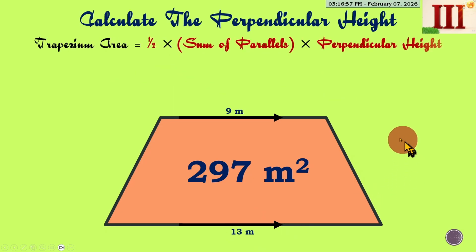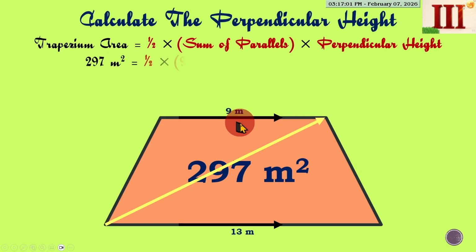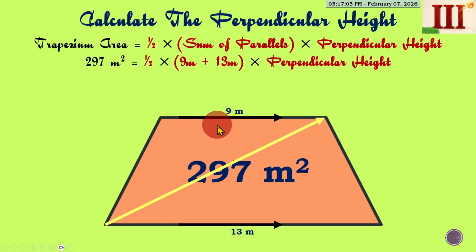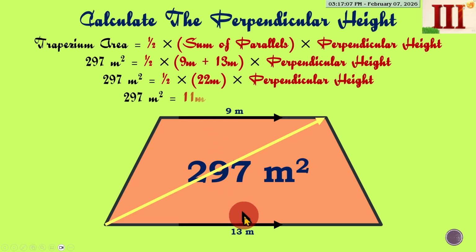So using the formula, we want to multiply half, because remember now, if we are using two triangles, we need the sum of these parallel lines. So that's going to be the 9 plus the 13. When they are added, will give us 22. Multiplying that by a half, that's going to give us 11.